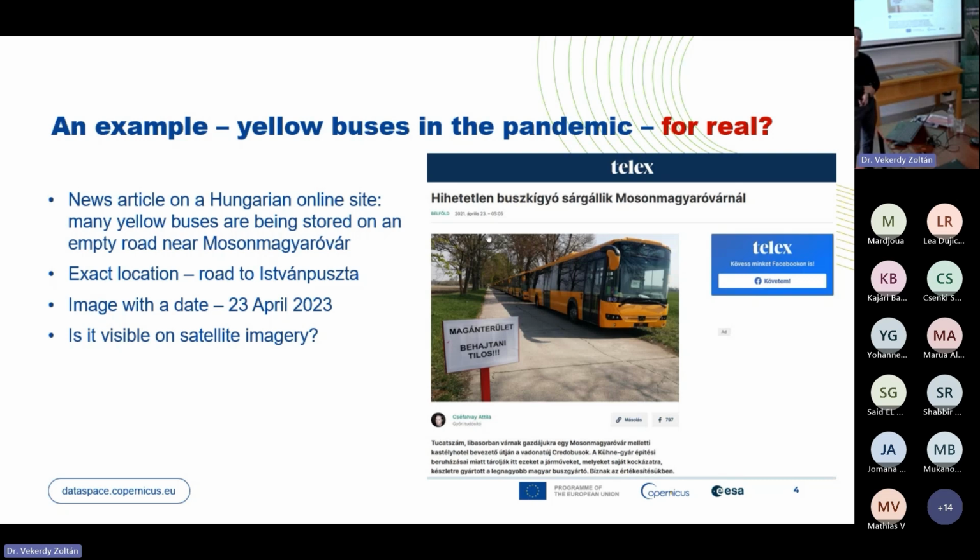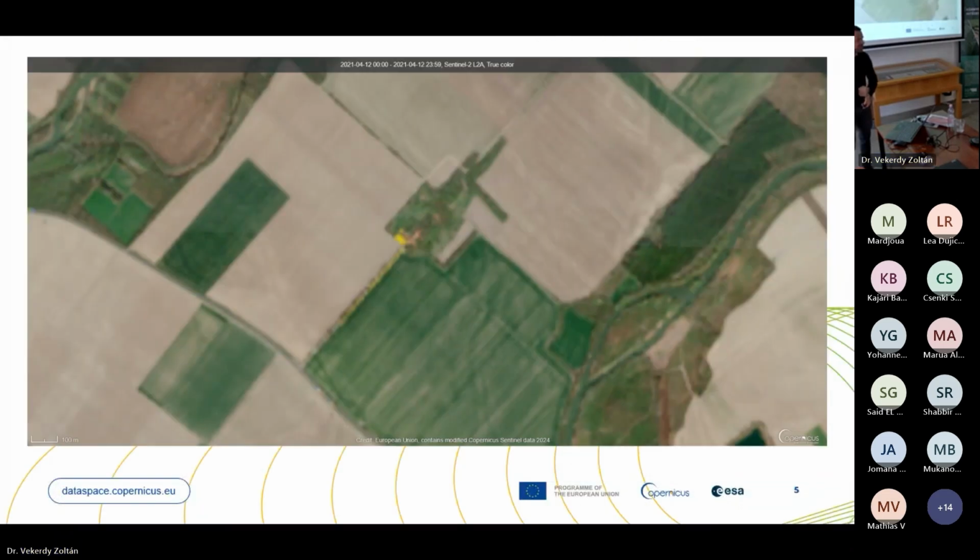And then again, our 10-meter pixel comes in. So do you see a bus on a 10-meter pixel? Well, one maybe, or what's 100? Yeah, that's the thing. So the news feature had a date, the 23rd of April. Oh, it's not 2023, it's 2020 probably. And yes, it's visible. Here are the buses, right?